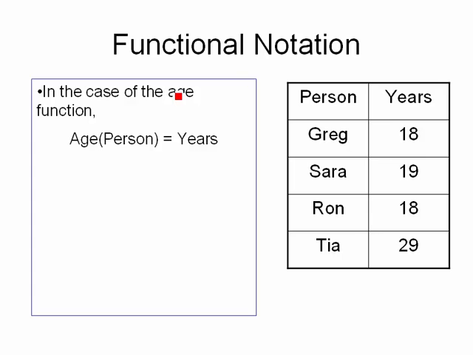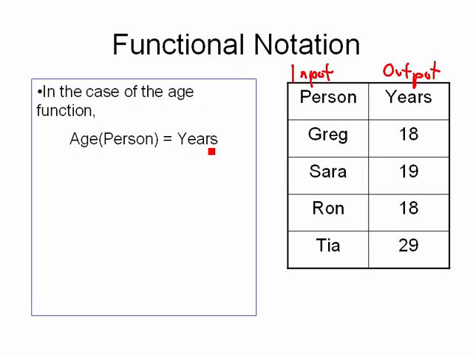Now let's go ahead and take a look at that table we were working with before. Now, remember that our input was persons and our output was the years. So I'm going to go ahead and write out function notation here. So in parentheses, I'm putting the person, and on the other side of the equal sign, I'm putting the years. Now the name that I've given to this is the word age. So age of person comes out in years.